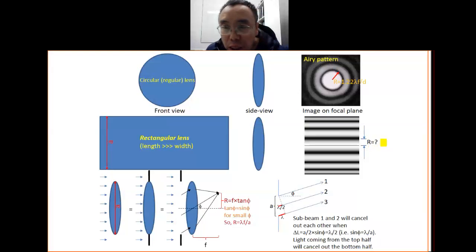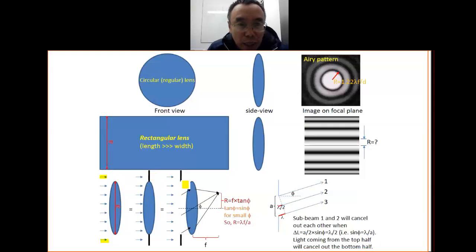To calculate this, we can do it this way. First, we have a lens, and we have light impinging onto the lens and passing through it. The effect of the lens will be the same as if this part of the light is blocked, because this beam and this beam get lost. If they get lost, they are not used to form the image. Then it's the same thing as if we block it.